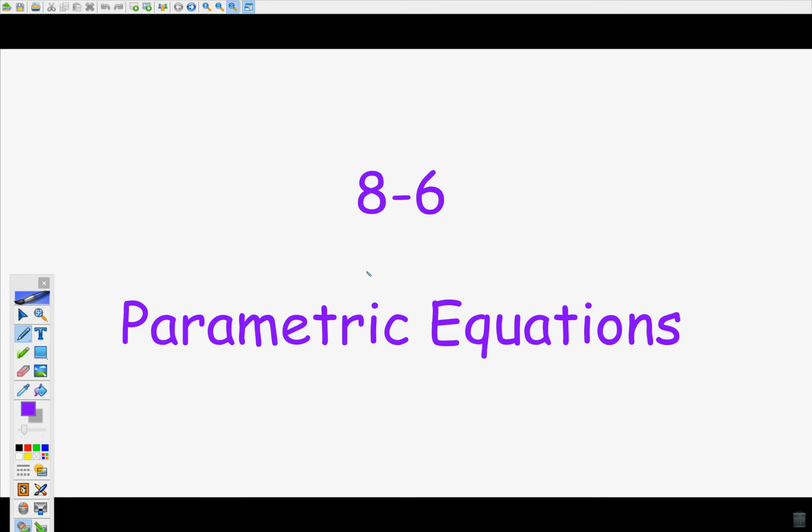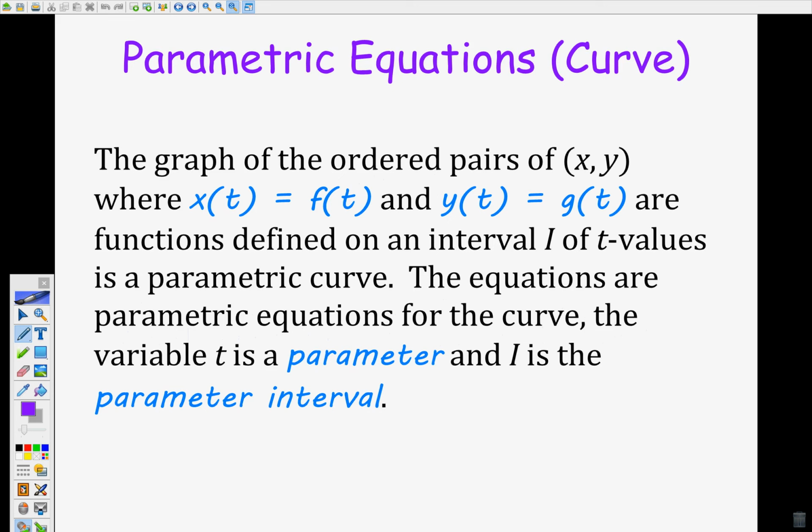Today we're going to look at parametric equations. So parametric equations are parametric curves. The graph of the ordered pairs (x, y), where x of t equals f of t and y of t equals g of t, are functions defined on an interval I of t values, is a parametric curve. The equations are parametric equations for the curve. The variable t is a parameter, and I is the parameter interval.